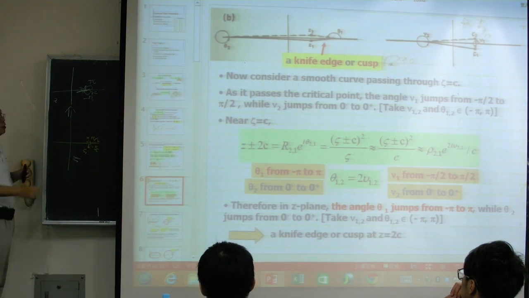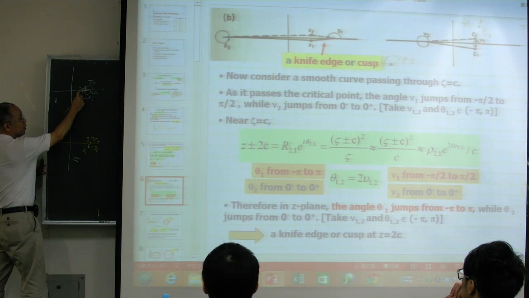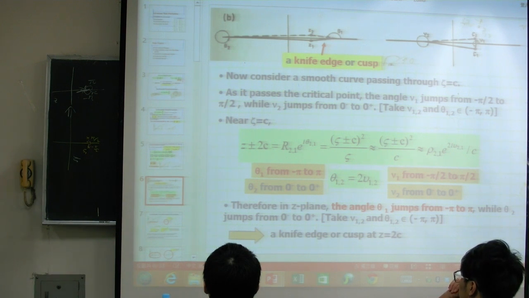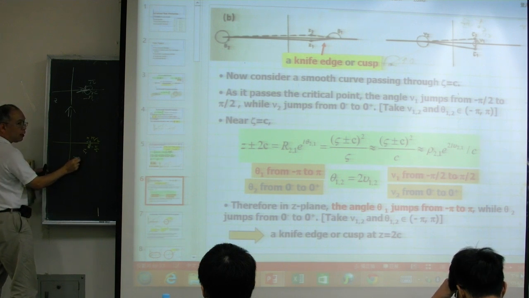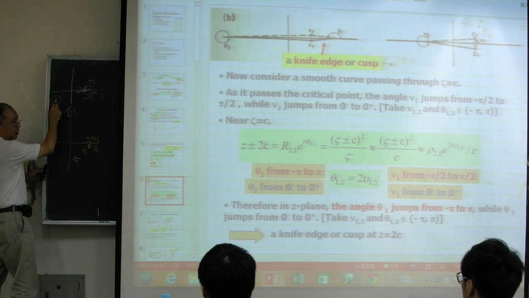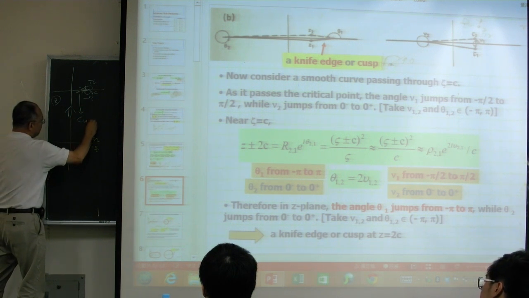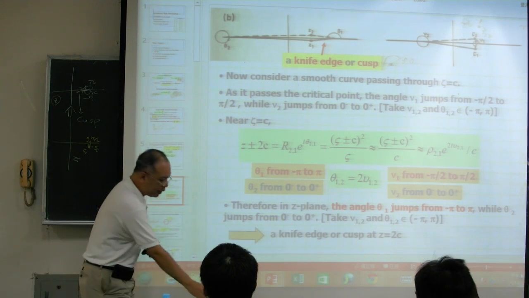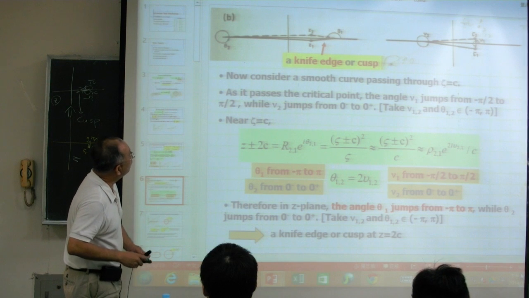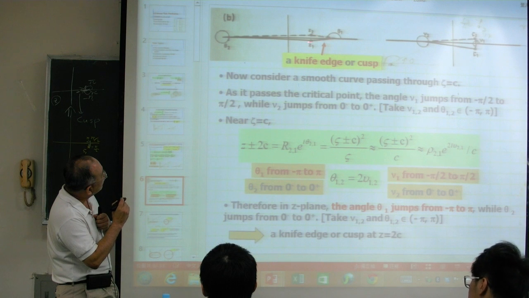So this line is actually very close to the upper line, coming very close together, meaning the angle is very small, so here it is minus pi to pi. So as you can see, through the transformation, when we go through this critical point in the Z plane, we will generate this kind of cusp, a very sharp angle. So here we call this a sharp edge, a knife edge, or cusp.